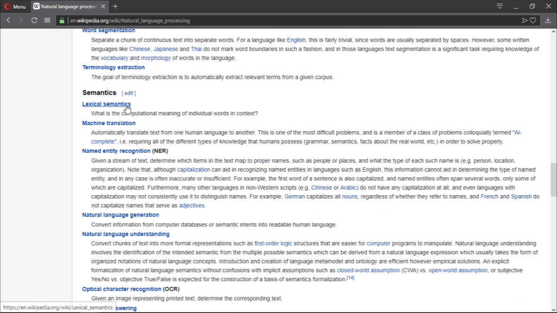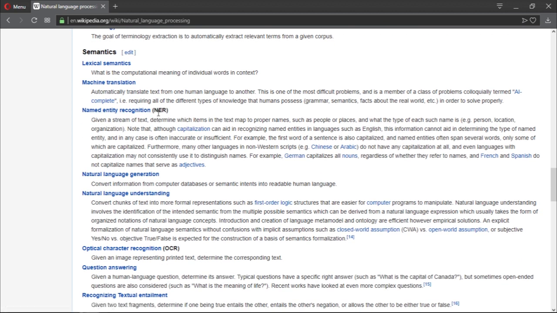There is semantics, namely entity recognition, which is one of my favorite topics because we are able to recognize people, places, dates and times, and names of companies, etc. There are tons of applications for this.